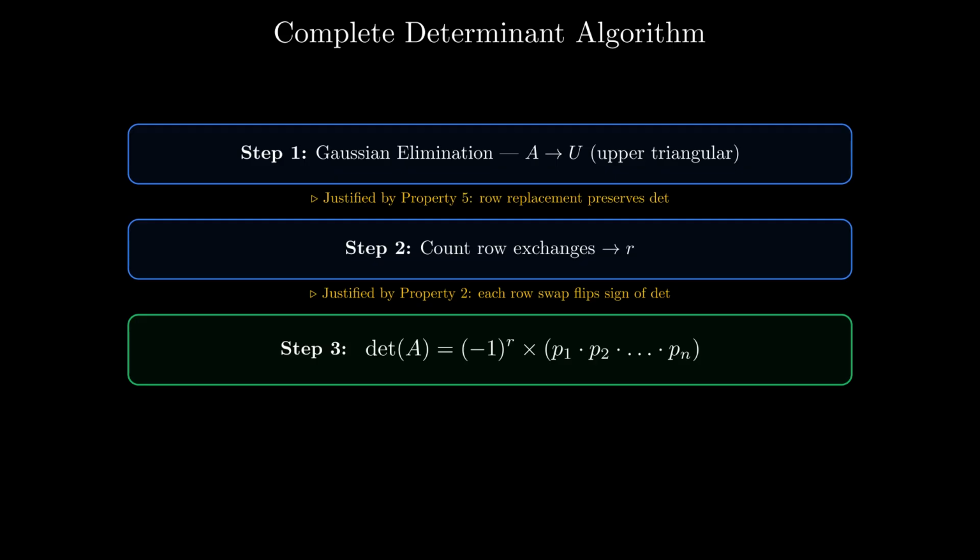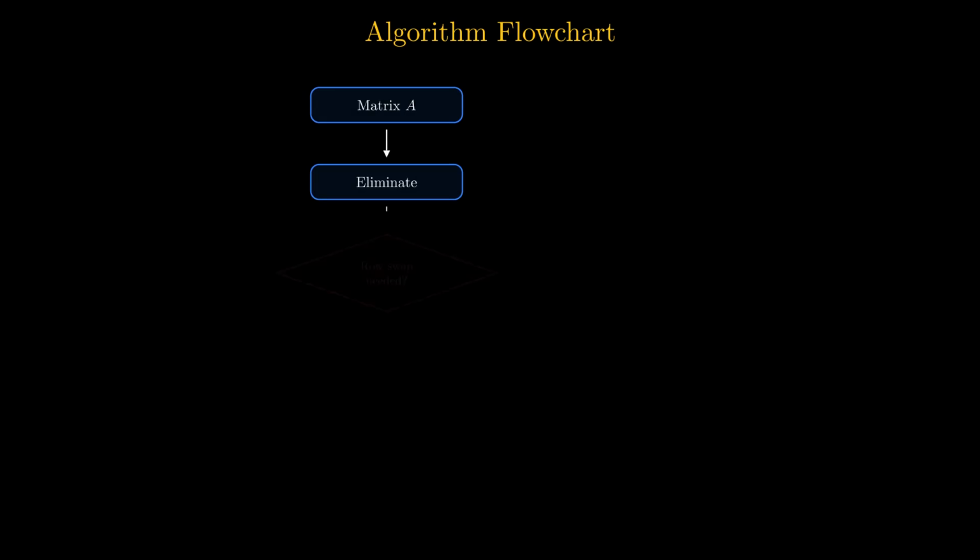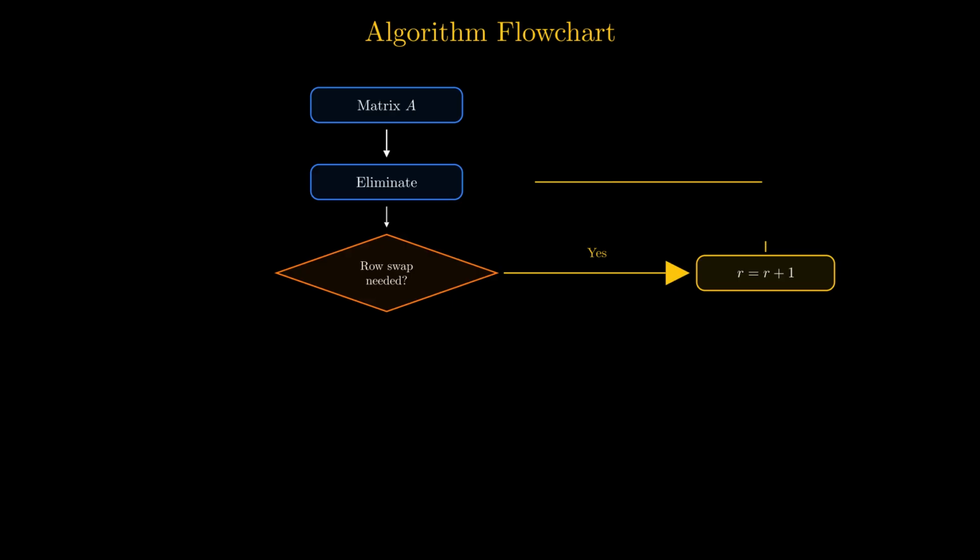Why does this work? After elimination, the upper triangular matrix U has the same determinant as A up to sign. Multiply the diagonal entries of U, those are the pivots, and apply the sign correction from the row swaps. Now let's trace through the algorithm as a flowchart. Start with matrix A. Perform elimination. If a row swap is needed, increment R and continue eliminating.